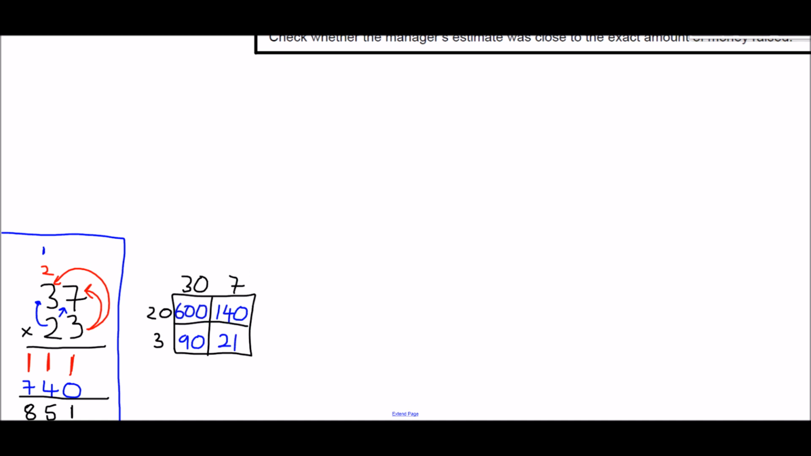Then in any way or any order you like, what we need to do is total up these boxes. So I'm going to do the top row first. So 600 plus 140 gives us 740. And 90 added to 21 is 111. So now in the same way, add them all together. 0 plus 1 is 1, 4 plus 1 is 5, 7 plus 1 is 8.